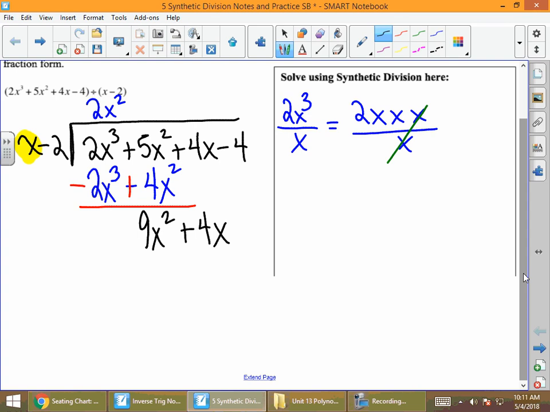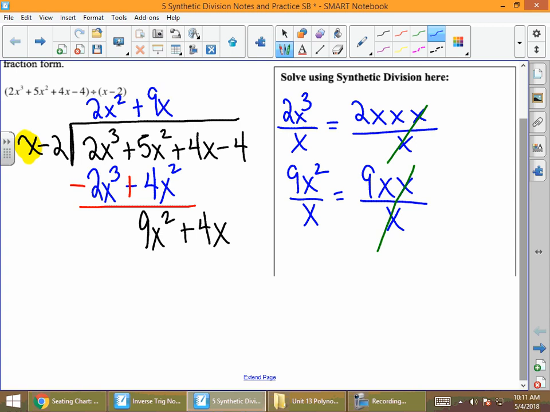We want to get rid of the 9x squared. So we're going to take 9x squared and divide by that yellow x. Worst comes to worst, we're going to go 9x squared divided by x. And our x's cancel out, and we're left with plus 9x as part of our quotient. 9x times x is 9x squared. 9x times negative 2 is negative 18x. Change both signs.